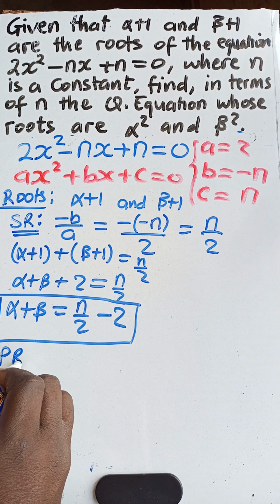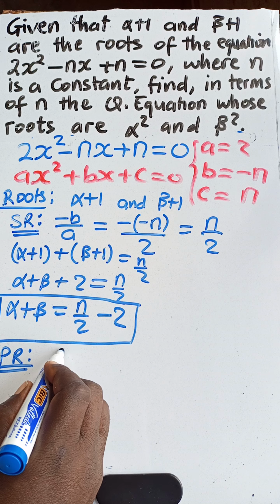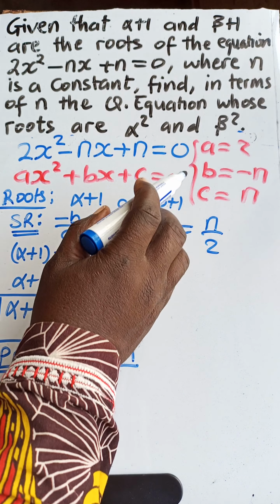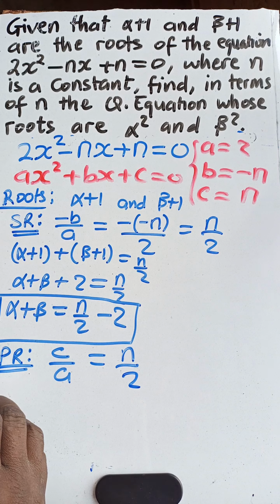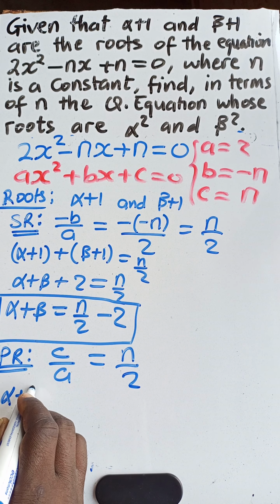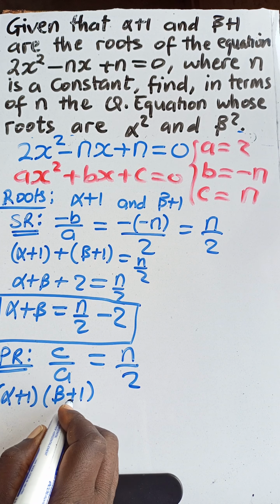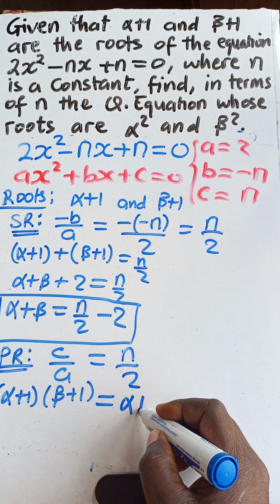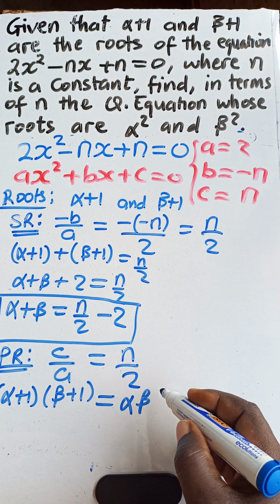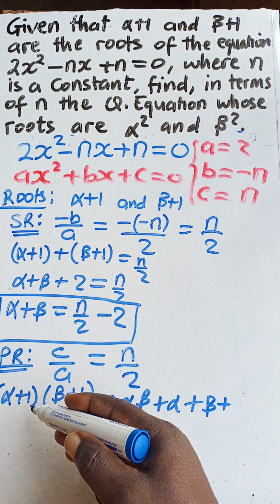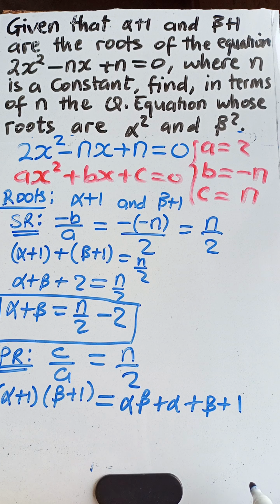What about product of roots? Product of roots is c all over a, and we know our c is n and our a is 2. So let's carry out the product. That means this root multiplied by that root, so we have alpha plus 1 multiplied by beta plus 1. Alpha multiplied by beta gives alpha beta. Alpha multiplied by 1 gives alpha. 1 multiplied by beta gives beta. 1 multiplied by 1 gives 1.